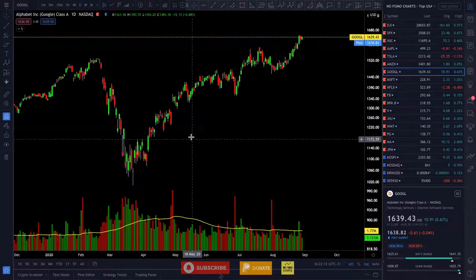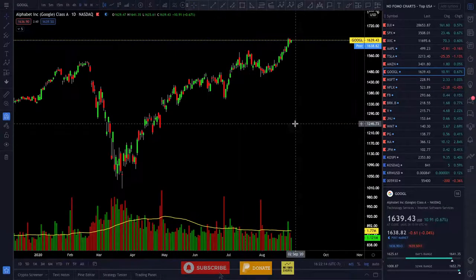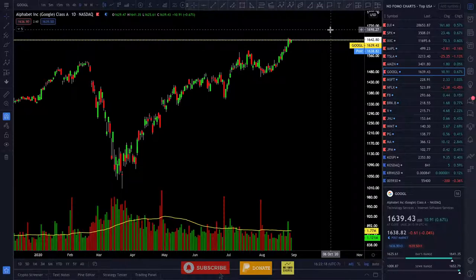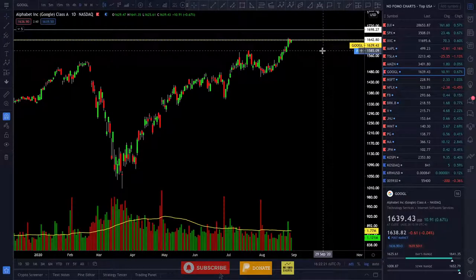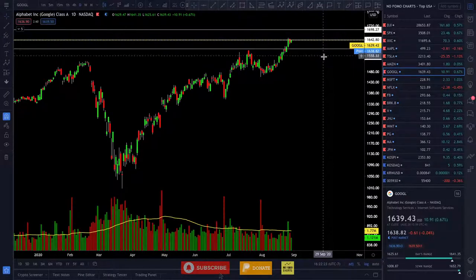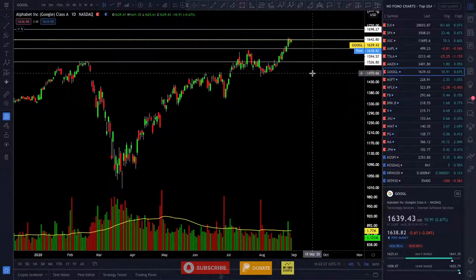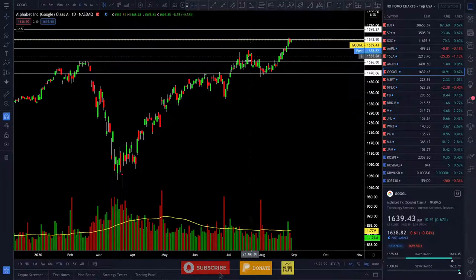So here we go again. We're just down the day chart. All right, so Google support and resistance. Current resistance 1642, psychological 1700 on the top. Support to the downside 1600, this previous all-time high, 1525, and then bottom support right here, 1470. So those are the support levels.